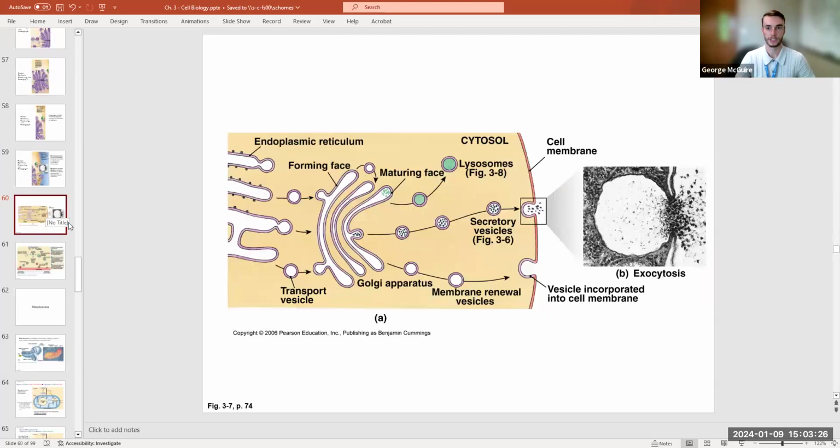Okay. So that is essentially the general movement of proteins from production and through that endomembrane transport system. So produced at the ribosome, packaged up in the ER, sent to the Golgi apparatus for further maturation, and then sent back out from the Golgi to wherever they are needed.